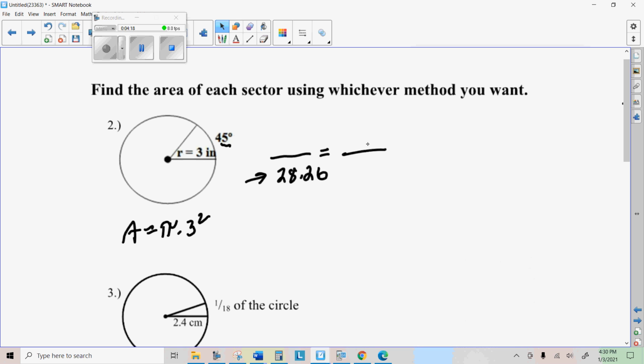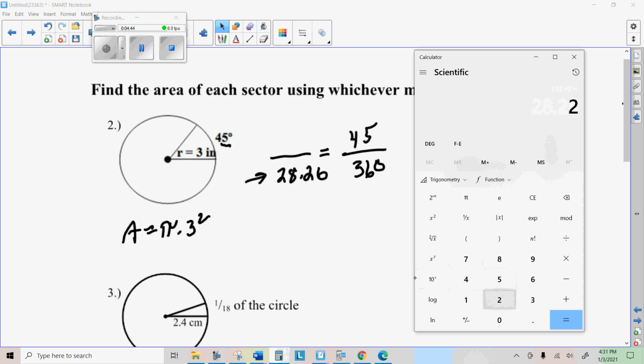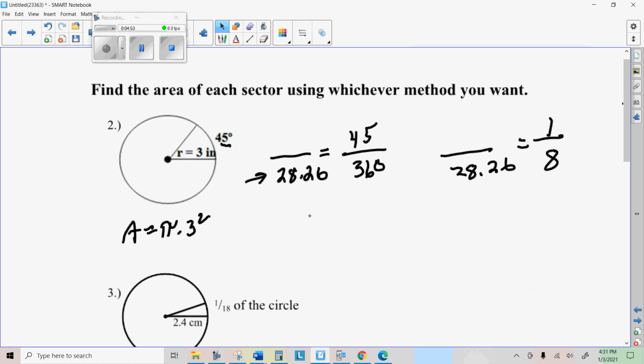And then over here, you can do it one of two ways. You can either do 45 out of the total number of degrees, 360, or you can figure out what fraction that is, and actually that's exactly 1/8. So if you want to use 1/8, you could do it that way also. Basically we have to figure out what 1/8 of 28.26 is. So 28.26 times 45 divided by 360 is about 3.53 square inches.